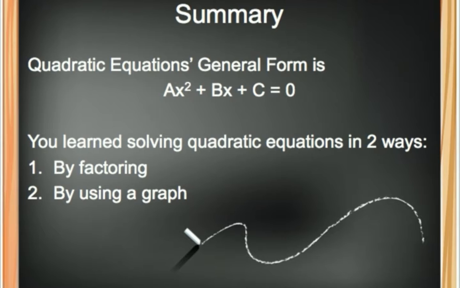Now we know how to solve quadratic equations in two ways, by factoring and by using their graphs. We know what the general form of quadratic equations looks like. It's ax squared plus bx plus c equals 0.